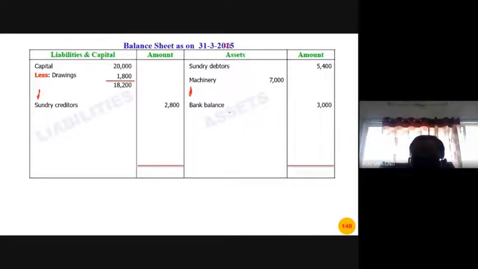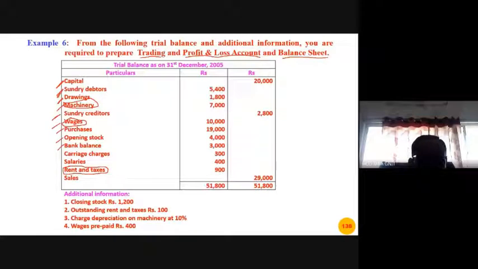Yes, go to the problem. After bank balance, carriage charges. Carriage charges refer to transportation charges, so we can consider them as indirect expenses. Okay. If carriage inward is given, for example, carriage inward refers to transportation charges incurred to bring the raw material to the factory. So that is a direct expenditure that is taken on the debit side of trading account.